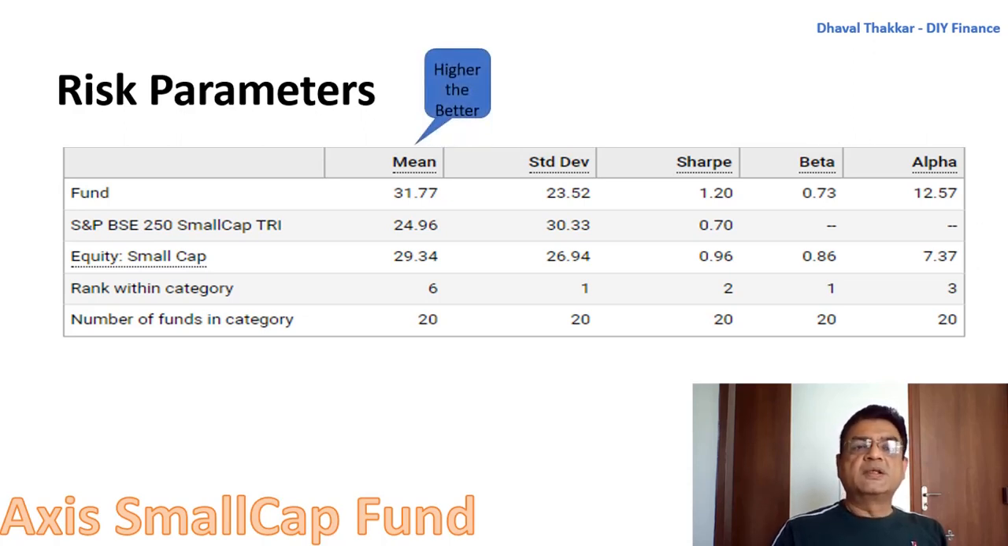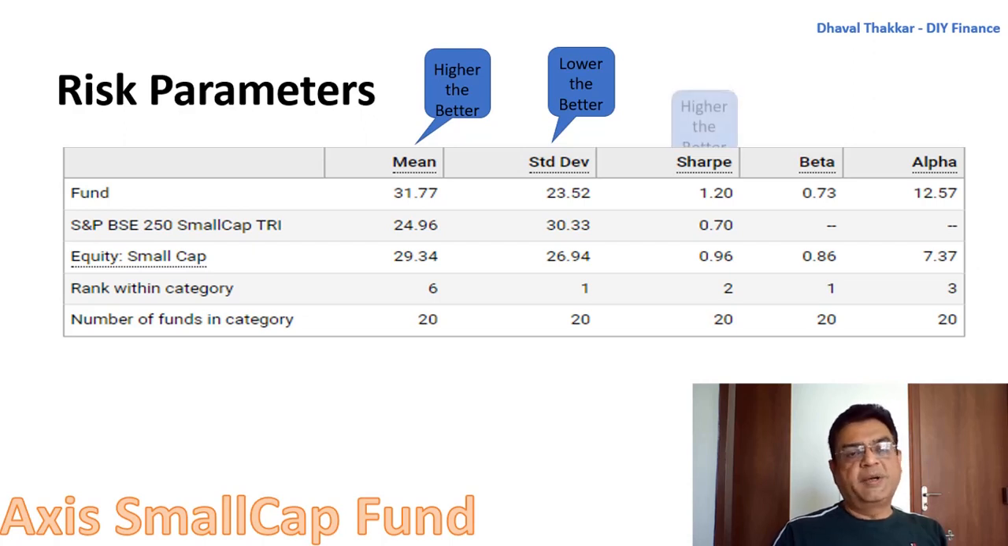The second one is standard deviation, that is a tool to measure how much the return has deviated away from the mean return, which in this case is 23.52, and also less than both the benchmark index and the category average. Here lower the value is better. The third one is the Sharpe ratio, that is a tool to measure the risk adjusted return, which is 1.20 here, which is more than both the benchmark index and the category average. Here higher the value is better.